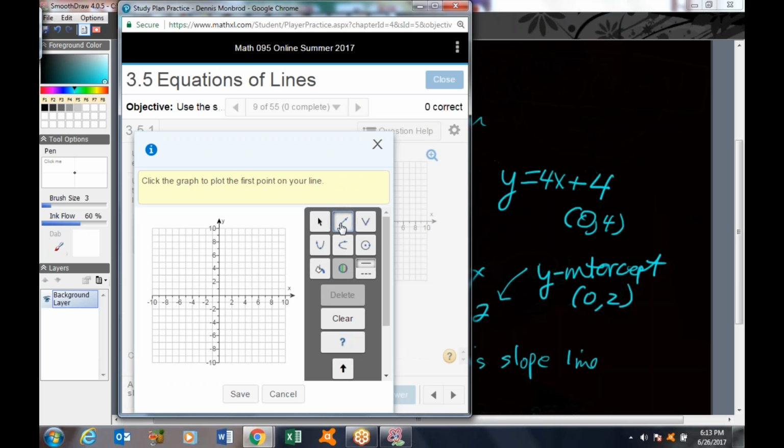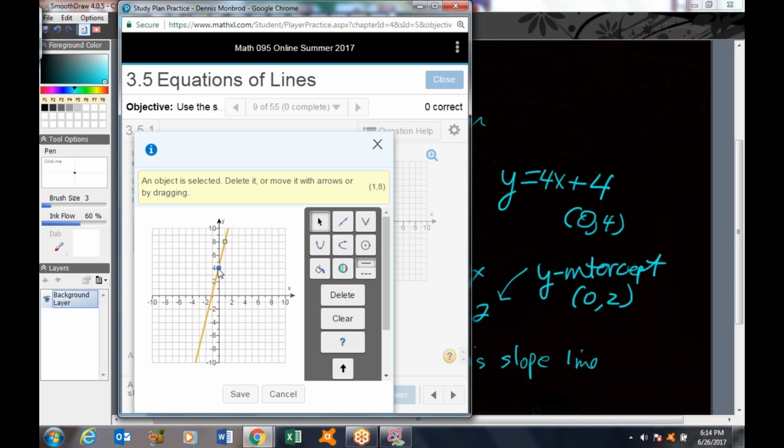I'll use my graphing tool here. I want to start with this, so I'll put a point at (0, 4). Now, since the slope is 4, if I go up 4 units from here, 1, 2, 3, 4, and over by 1, so in other words, if I land right there, that gives me a slope of 4, because I went over by 1 and up by 4 from that point. That's what the slope means.